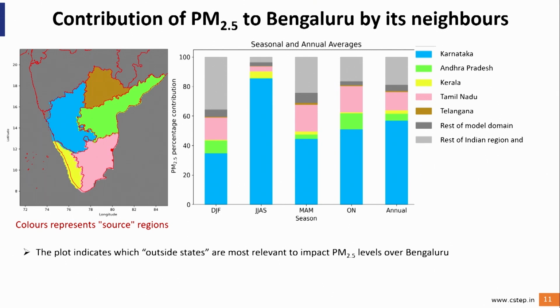So in CAMx, you can define source and receptors. The results I've shown are all source regions, and the receptor could be anything. In this plot, I calculated the contribution of PM 2.5 from each of these states to the Bangalore urban region. You can see the contribution of the home state, Karnataka, and it varies a lot with seasons.